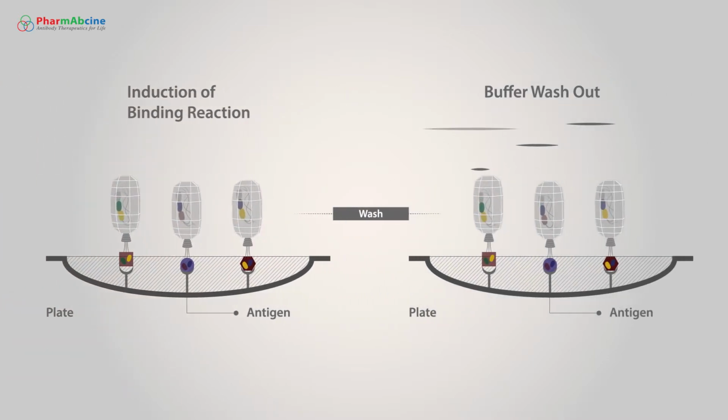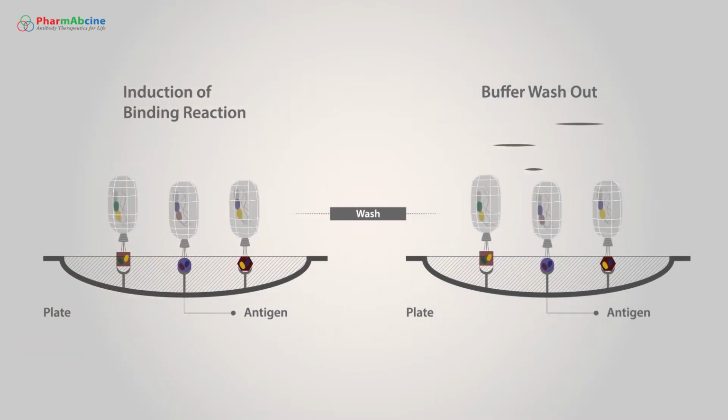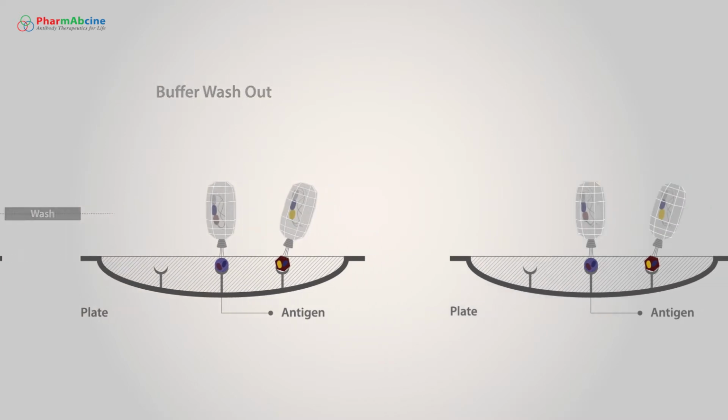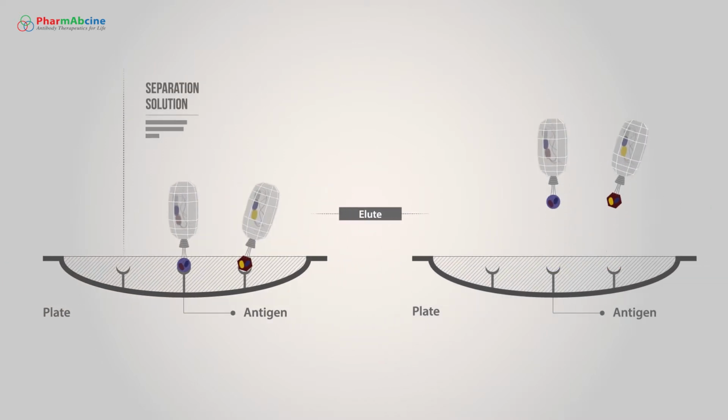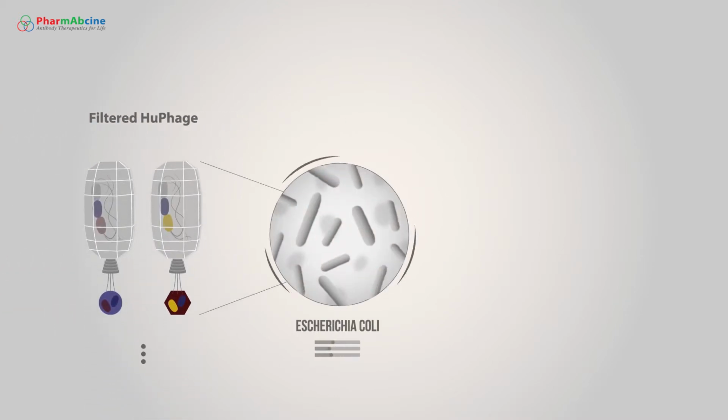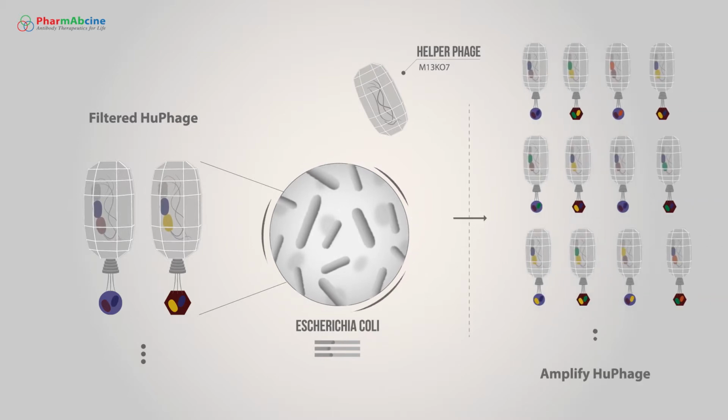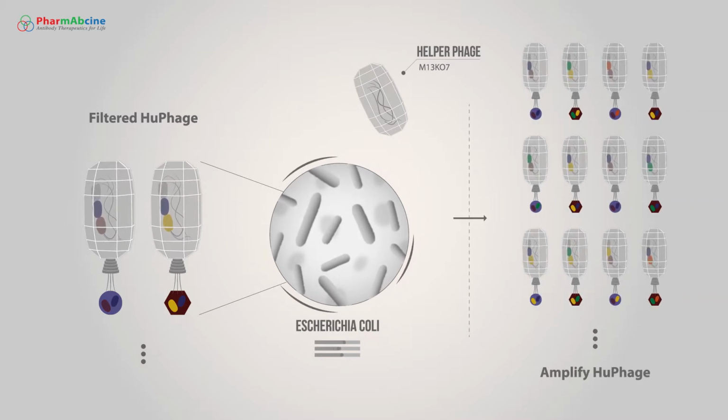At this moment, washing the plate with a buffer will take away HuPhage particles that did not bond with the antigens, leaving the HuPhage particles with different levels of coherences. After that, we separate the bonded HuPhage particles from the plate using special liquid. Then we collect them to insert into E. coli. Taking them out again with a helper phage finally allows us to gain the amplified HuPhage particles.